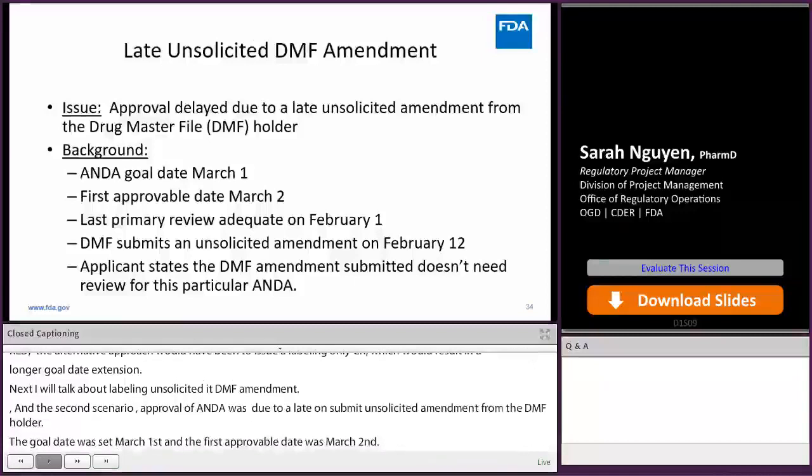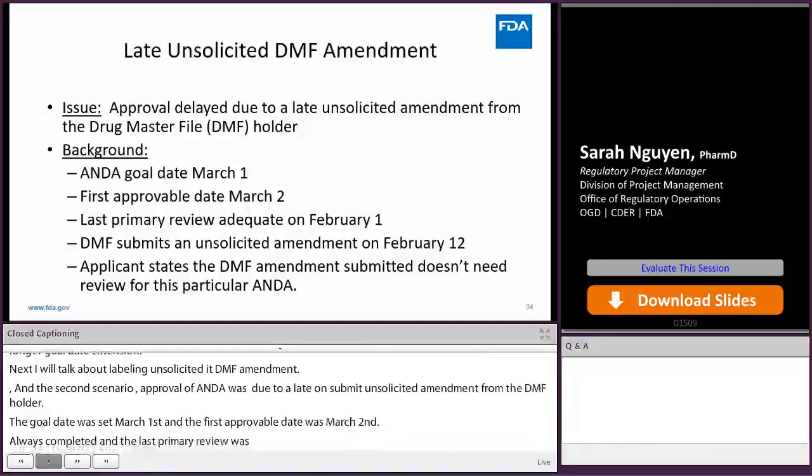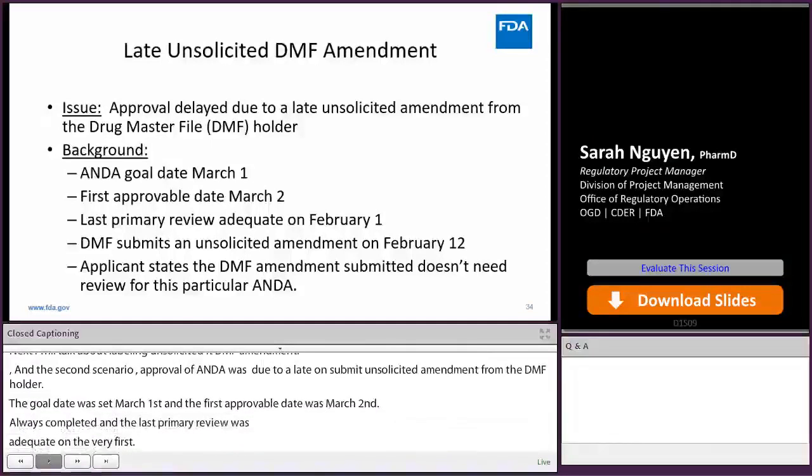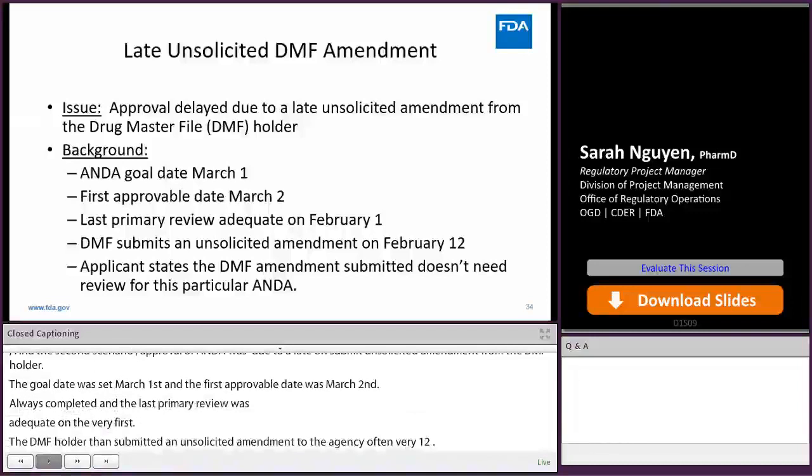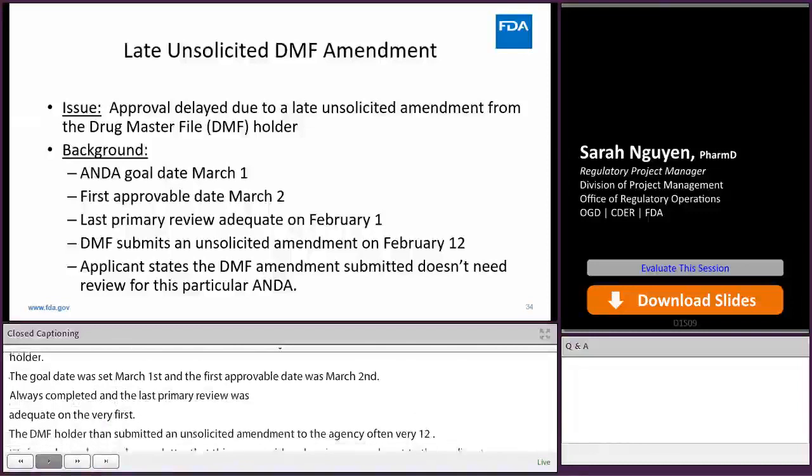The DMF holder then submitted an unsolicited amendment to the agency on February 12th, and we issued an acknowledgement letter that this was considered a minor amendment to the applicant. The applicant responded that the DMF amendment submitted did not affect this particular ANDA.